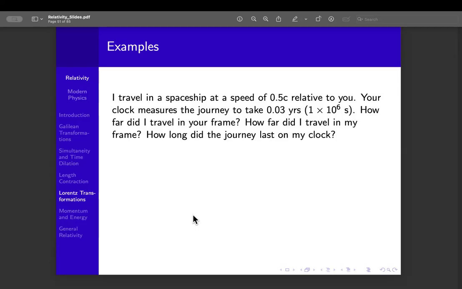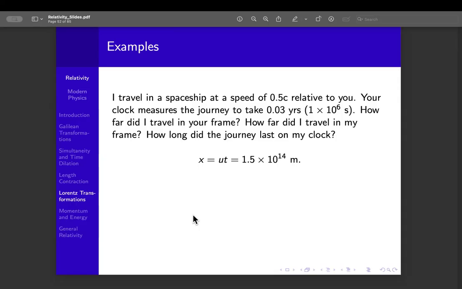So this is kind of like a classic length contraction, time dilation problem that we have. If we want to figure out how far I traveled in your frame, all we have to do is just take the speed and multiply it by the time. So you were the person who was at rest. You're going to have the unprimed coordinates. My velocity relative to you is given by the letter u. That's 0.5 c, or 1.5 times 10 to the eighth. If I multiply that by time, which is also given in your frame of reference, the unprimed t value, then that gives me the distance that I traveled in your frame.